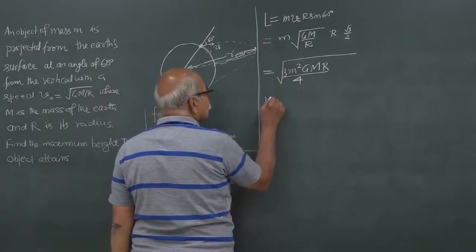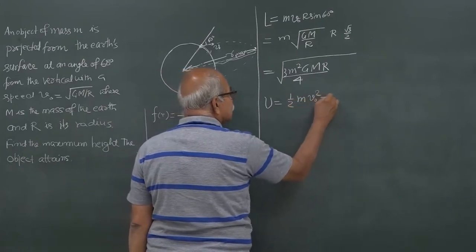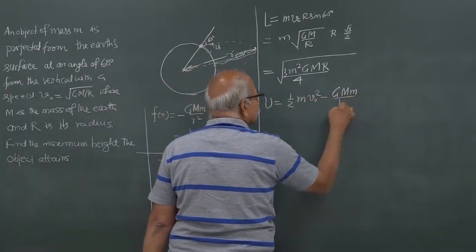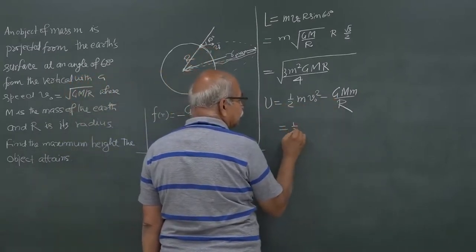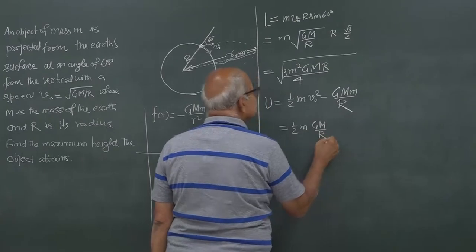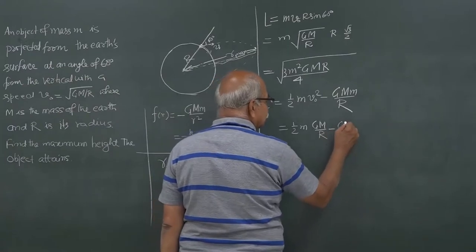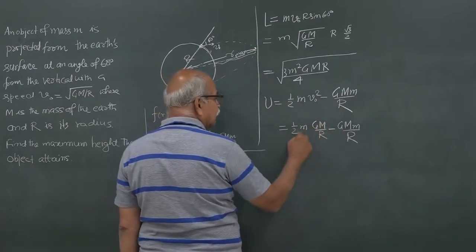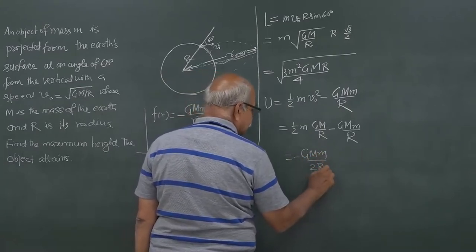Okay, then U. U is kinetic energy, half mV naught squared, plus potential energy, we are talking of this point, minus GMm over R. At this point the distance is R, so it is this, and this is half m V naught squared, where V naught squared is GM over R, and then minus GMm divided by R. If you take this GMm by R common, it is half minus 1, so it is minus GMm over 2R, that is it.